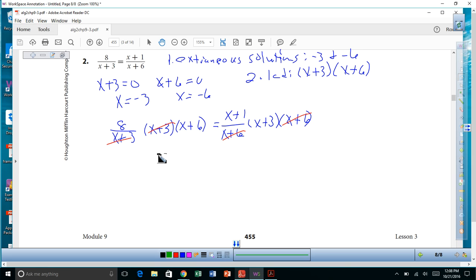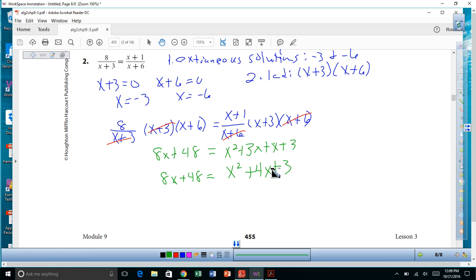8 times x, 8x. 8 times 6 is 48. Over here, x times x is x squared. X times 3 is 3x. 1 times x is 1x. And then 1 times 3 is 3. And you notice I can combine like terms here. So I got 8x plus 48 equals x squared plus 4x plus 3.